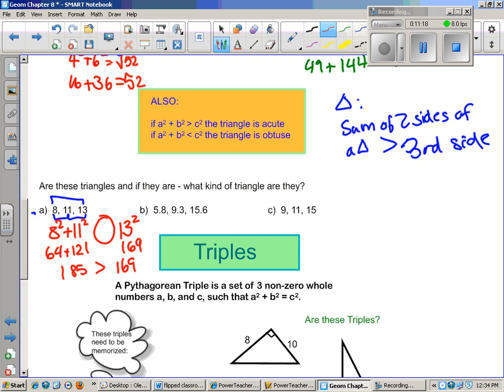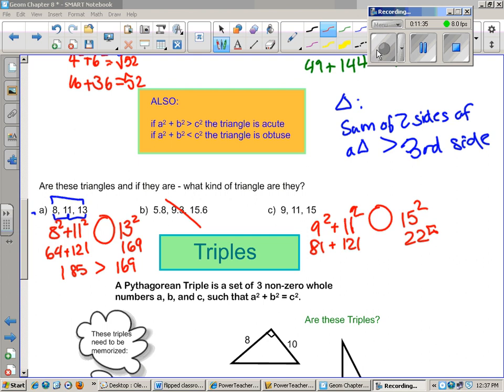Okay? Take a minute and see if B and C, first of all, are triangles. If it's not a triangle, can it be a right triangle? No, if it's not a triangle, you're done. But if it is a triangle, find out if it's acute, obtuse, or right. So 202 is less than 225. So what kind of triangle is it? Obtuse. Good.